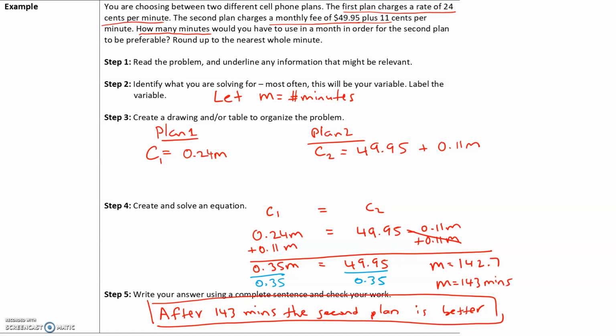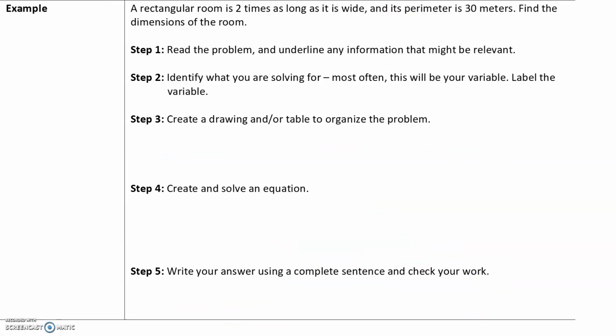Okay, let's do the next one. A rectangular room is 2 times as long as it is wide. So underline relevant information. A rectangular room is 2 times as long as it is wide, and its perimeter is 30 meters. Find the dimensions of the room. So what are we looking for? We're looking for the length and the width.